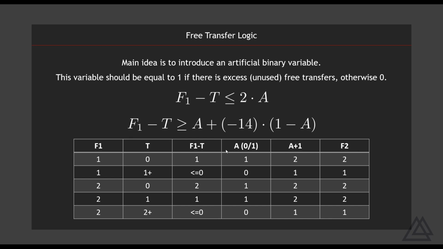So why have we done this? Because if we can have this kind of a binary variable, then simply by taking plus 1, you will see that I am actually getting exactly the free transfers I need to have in the following round. So this is how we are going to model a free transfer.